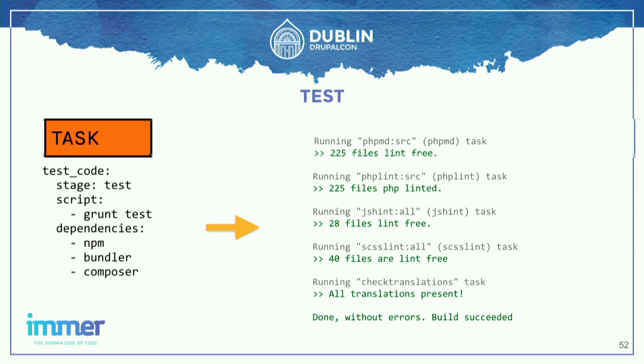Because then again, static analysis testing only looks at your code from a static perspective, so it will not by default find any syntax errors, because it will not actually run your code. You have your JS hint set up, so that will check your JavaScript code, your SCSS lint, and finally it checks if your translations for all your modules are in place. So you can have it have dependencies on other tasks as well. So in this case, I want to have my npm, bundler and composer as dependencies. So it will take all the artifacts from those tasks into account before running the test code script.